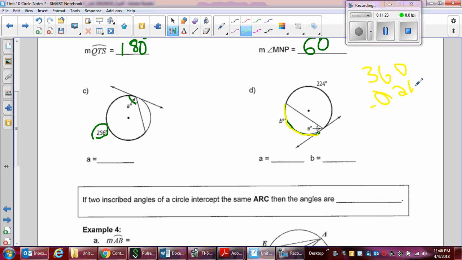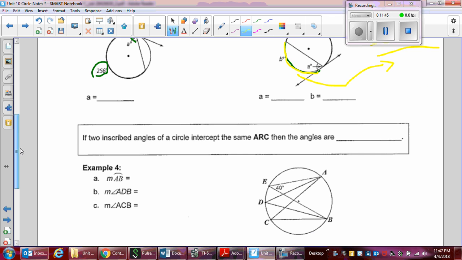It was kind of hard to write, 224. I'm using the mouse because of that. So whatever this measurement is going to be, that's B. A would be half of B. That's one way of doing it, but you can also do it in a little bit different ways.